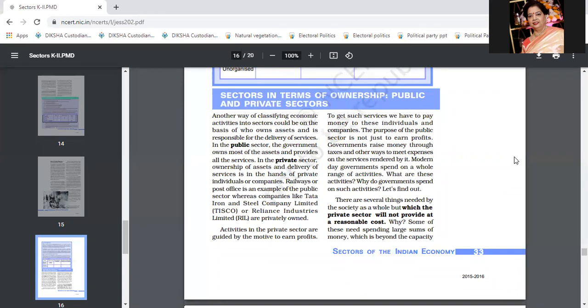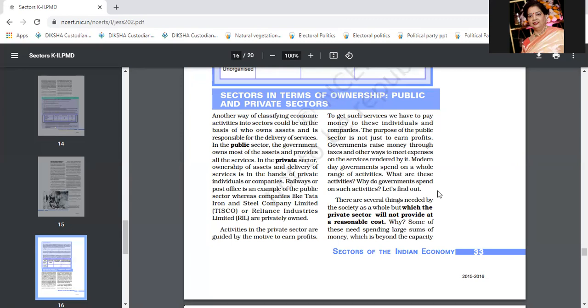But apart from this, there is a private sector. If we're talking about the private sector, ownership of assets and delivery of services is in the hands of private individuals or companies. Companies like Reliance and Tisco are privately owned companies, and activities in the private sector are guided by the motive to earn profit, not public welfare. So this is the difference between the private and public sector.